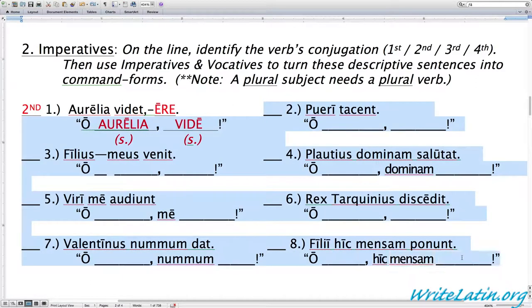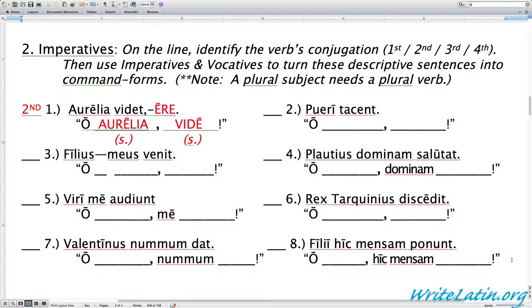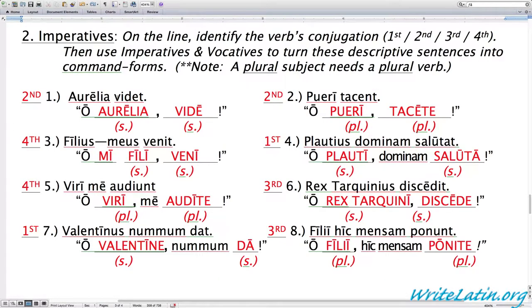All right, so why don't you try those and stop the video, and in a second I'll put up the answers. Here are the answers. Videt is second conjugation, videt, videre, and Aurelia is not one man, it's one woman, so we just leave it as is, and use the sign of the second conjugation, vide. Pueri was not one male, it's lots of males, so we just leave it as is. Tacent appears in your vocab list as tacet, tacere. So I know that therefore it's second conjugation, and so I make it tace, tacete.